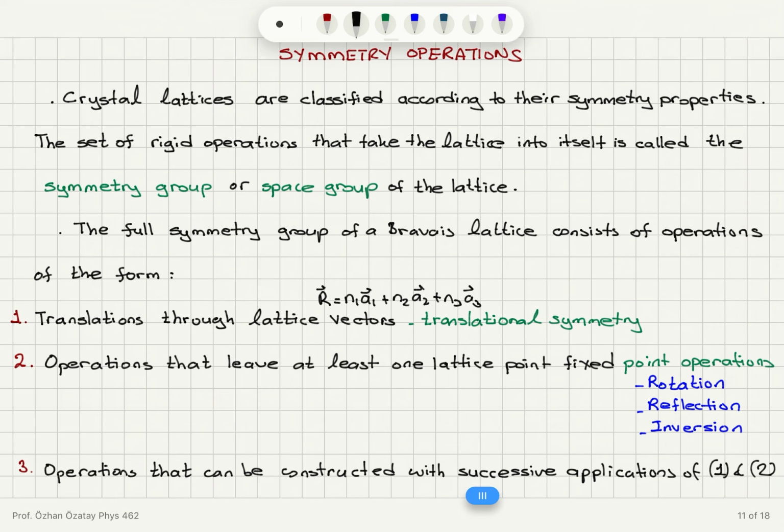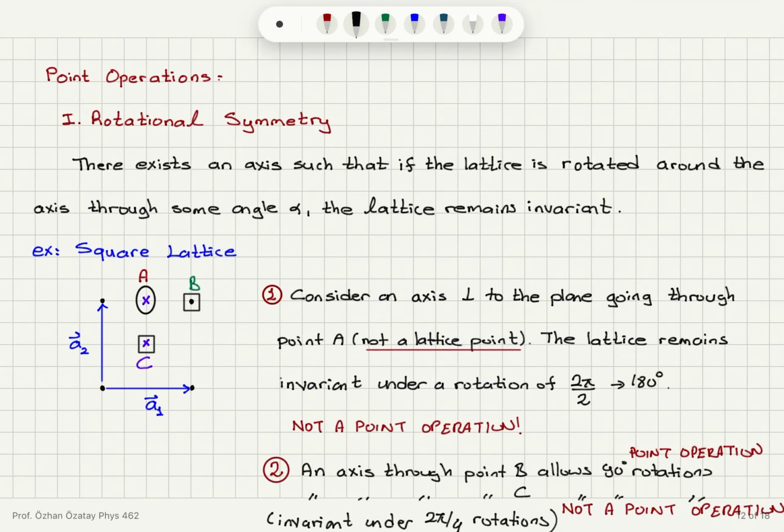Well, first of all, why are these operations important? Because they let us classify the lattices. So crystal lattices are identified by their symmetry group. What is symmetry group? It's the set of rigid operations that takes the lattice into itself. And the full symmetry group of a Bravais lattice consists of 3 possible types of operations: number 1, translations, number 2, point operations, rotations, reflections, inversions, and number 3, a combination of 1 and 2.